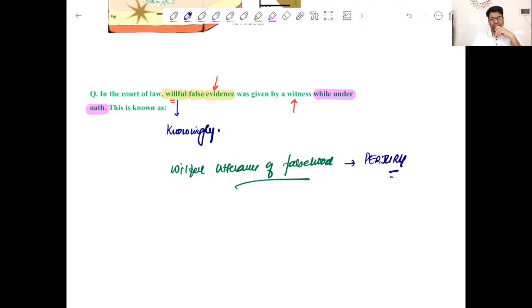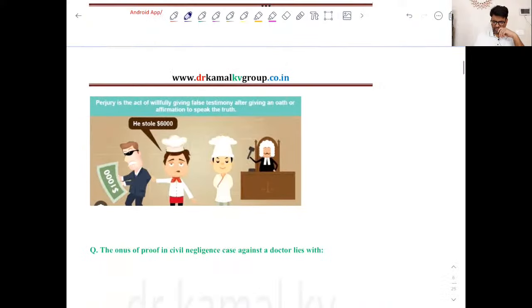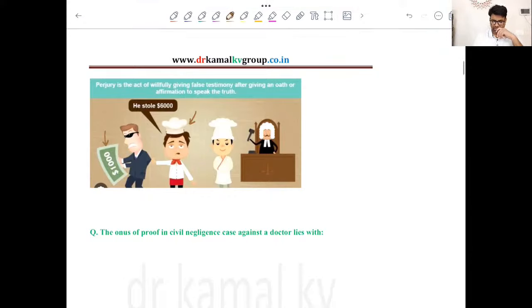So the person knows that he is speaking lies, but he had some motive behind it, so that is known as perjury. I think this image might help you: the person has taken only $1,000, but this person is saying that he has taken my $6,000, right? So this is perjury. He knows the truth, but he is saying a lie. He is just twisting the facts to deviate the examination, right? Willful utterance of falsehood. He knows that he is speaking a lie, but still he continues.